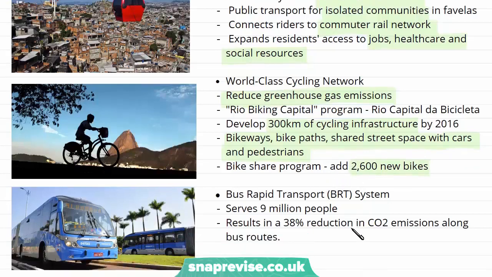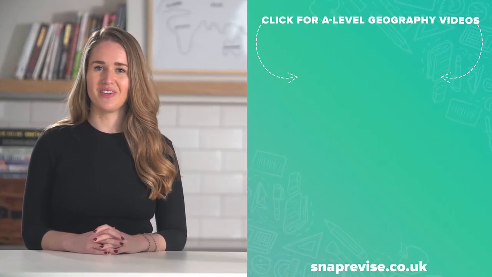And they've also developed a bus rapid transport system. In a lot of cities, they take for granted the bus system, so they developed a very good bus system in Rio, which serves 9 million people, and it also environmentally results in a 38% reduction in CO2 emissions along the main bus routes.